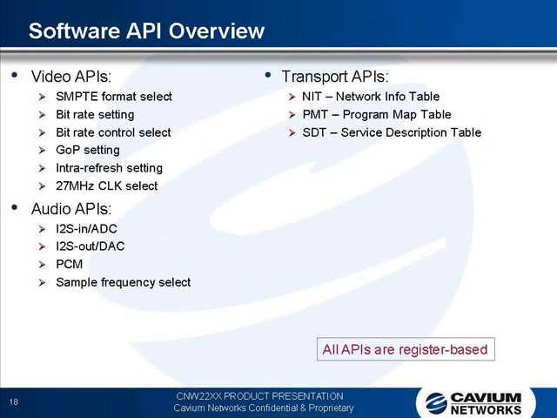Software API overview. All of this is in more detail in the programmer's manual, but you have control in the video of basically selecting the bit rate, selecting the GOP, selecting the intra refresh, which is breaking the I-frame into the P frames, selecting if you want an external clock, and from an audio standpoint, you can select if you want analog or digital, and also the frequency if it is analog that you want to sample at. The transport APIs, you can put in a network info table, program map table, or a service description table.